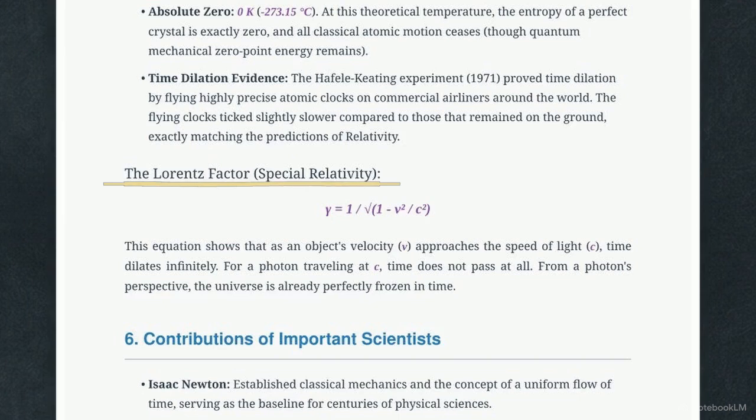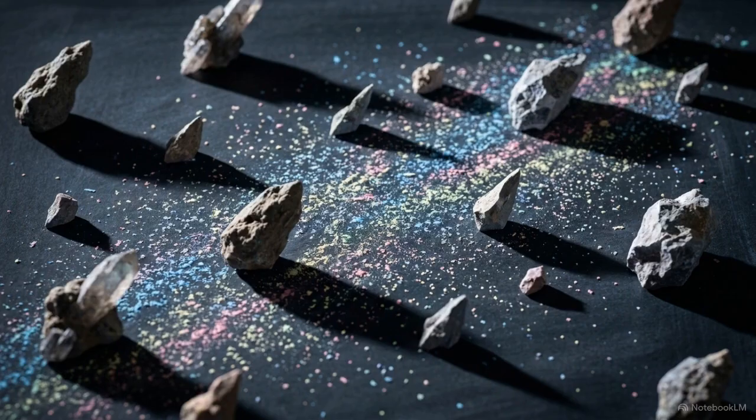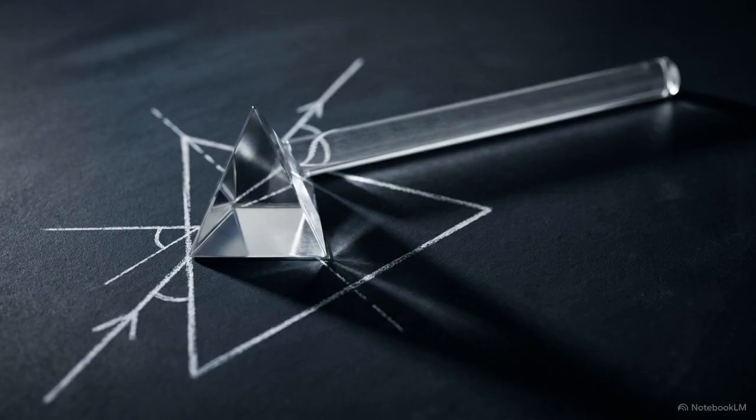This is the Lorentz factor, the mathematical proof behind time dilation in special relativity. The equation shows that as an object's velocity, v, approaches the speed of light, c, time dilates infinitely until it stops altogether. From the perspective of a photon traveling at light speed, time does not pass. For light itself, the universe is already perfectly frozen.